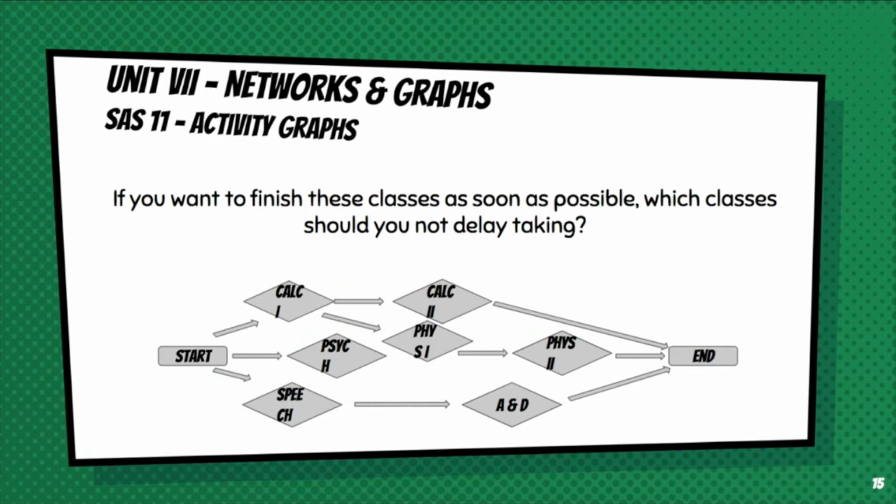If you want to finish these classes as soon as possible, which classes should you not delay taking? That's pretty simple. If you want to finish it in 3 semesters, you can't delay Cal 1, you can't delay Physics 1, and you can't delay Physics 2. You can't wait a semester at all.